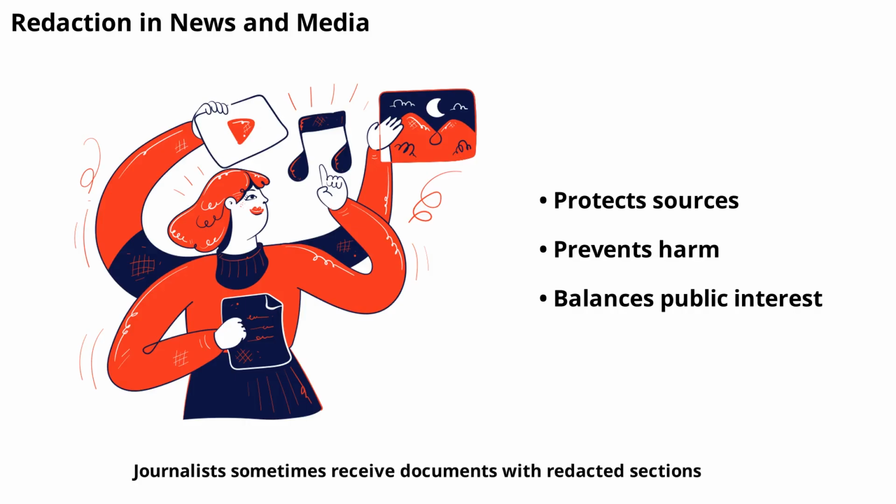Journalists sometimes receive documents with redacted sections, especially when reporting on sensitive topics like government investigations or corporate scandals. Redaction helps ensure that publishing these documents does not inadvertently reveal private information or compromise ongoing cases. News organizations must balance the public's right to know with the need to protect individuals and sensitive sources.